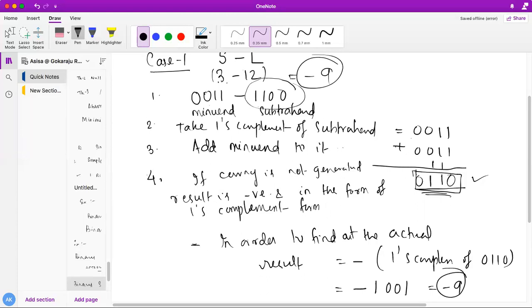Understand what I have done? First, I have taken the minuend and subtrahend with an equal number of bits. After that, I have performed the 1s complement of the subtrahend. Then I added the minuend to it. Whatever the result obtained, if there is no carry, then I come to know that my result is negative and it is in the 1s complement form. So in order to get the actual result, I have put the negative sign and performed the 1s complement of the obtained result here.